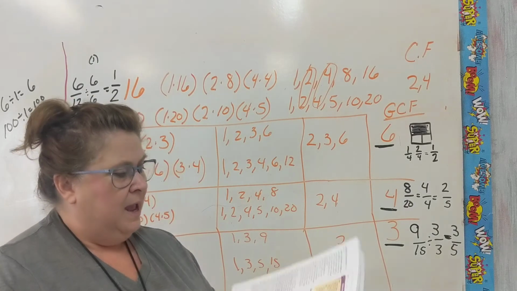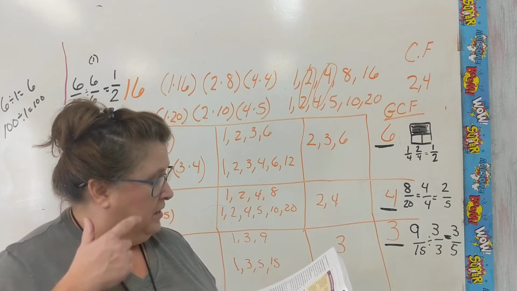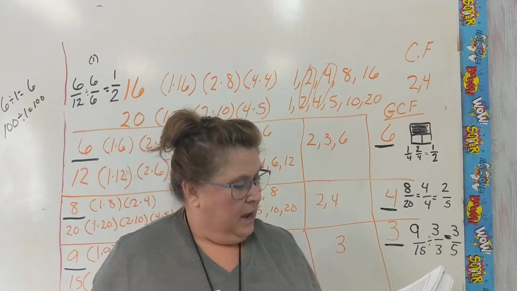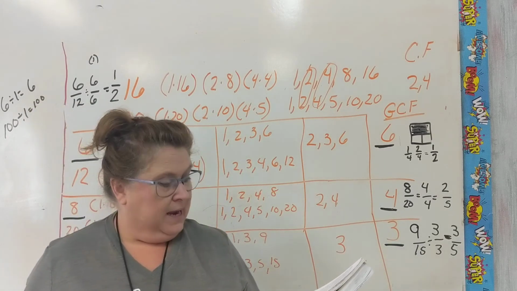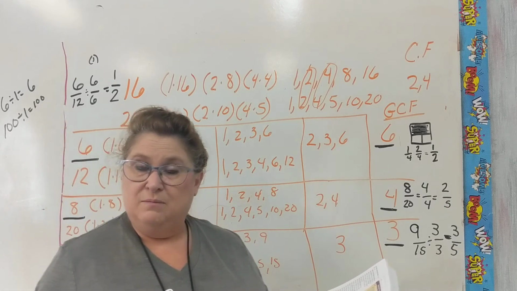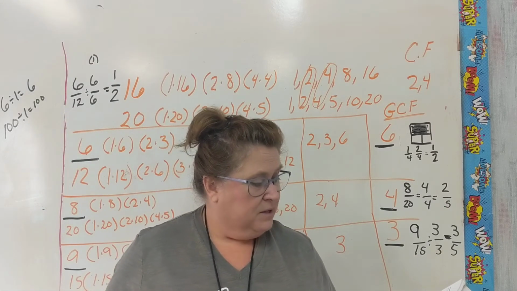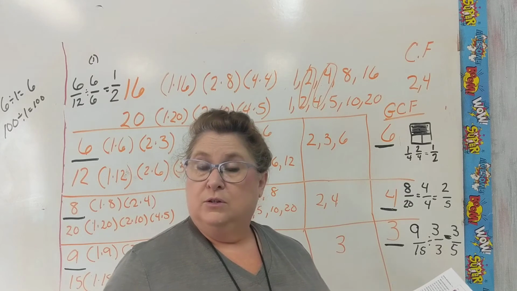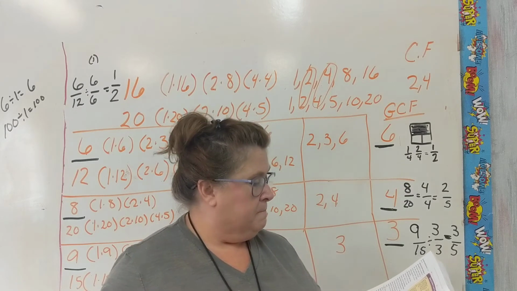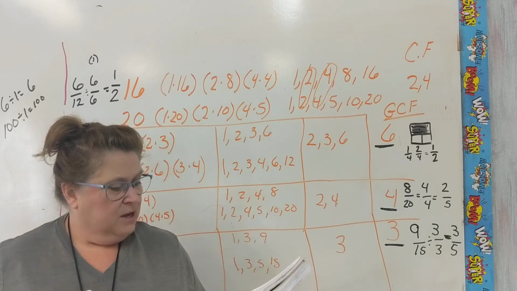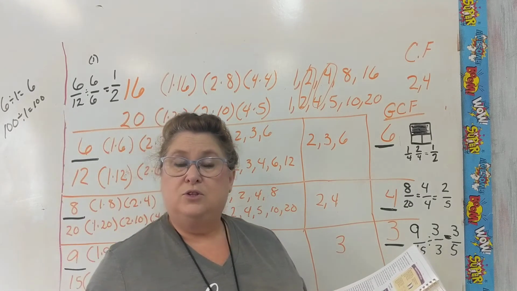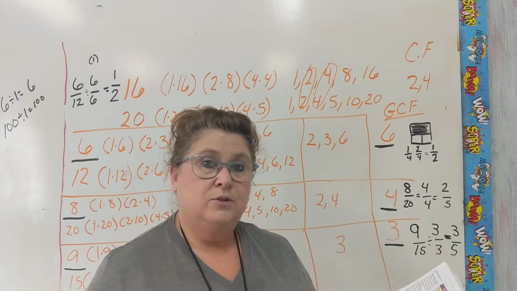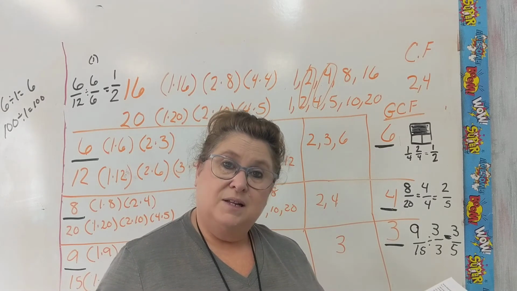All right, so looking at page 71, section 1, complete this chart. So we have the fraction 8/12. And we're finding our factor pairs for our numerator 8. So our factor pairs are 1 times 8, 2 times 4. Then we're going to find our factor pairs for our denominator 12. So our factor pairs for our denominator would be 1 times 12, 2 times 6, and 3 times 4. And then we're going to list our factors for 8. So our factors for 8 in numerical order would be 1, 2, 4, and 8. Our factors for 12 in numerical order would be 1, 2, 3, 4, 6, and 12.